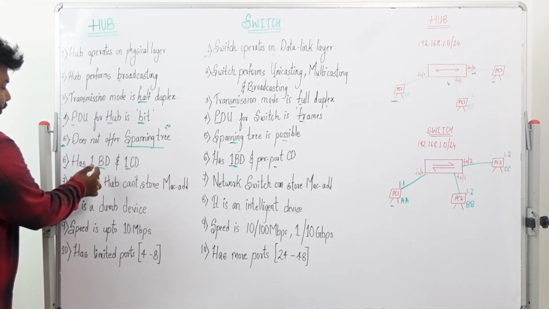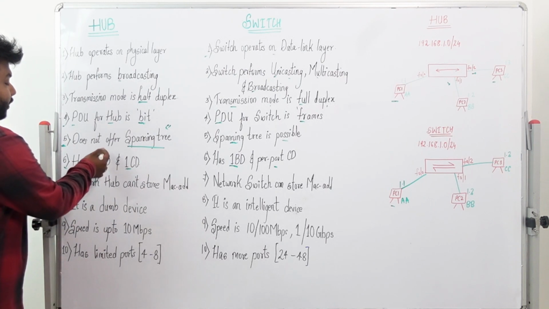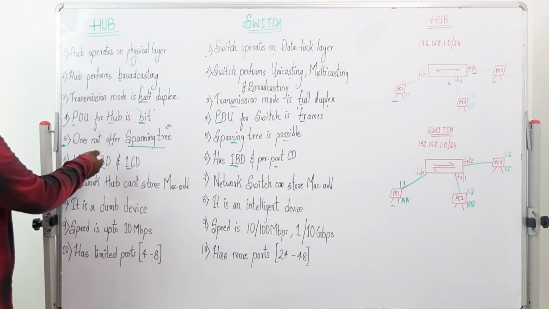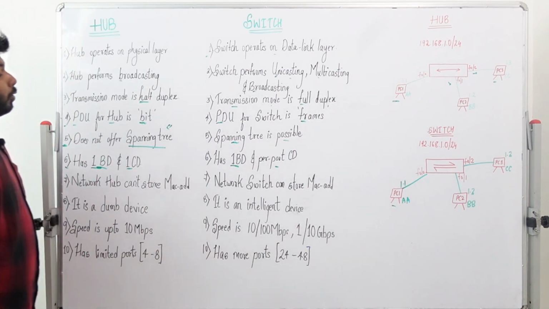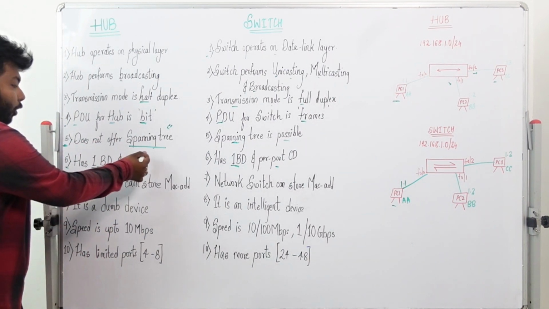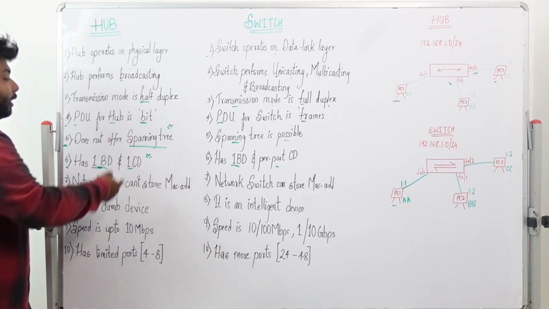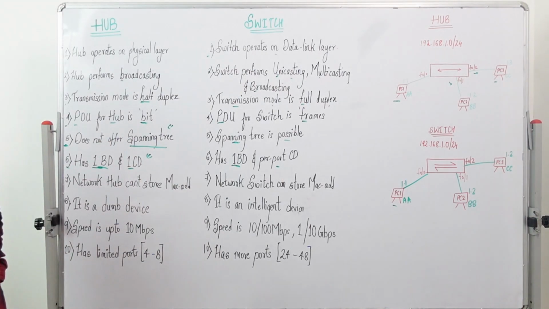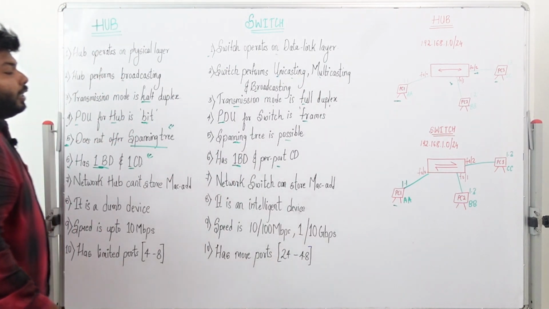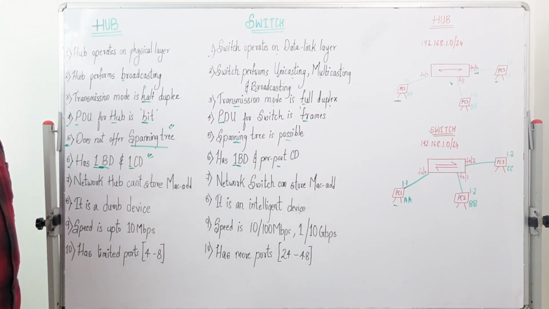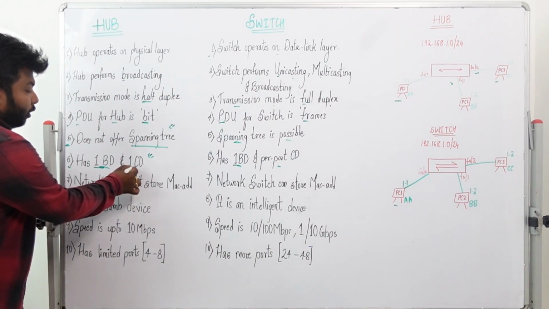So what is the difference between the broadcast domains of the hub and the switch? Even the hub is a single broadcast domain, and your switch also has a single broadcast domain. However, the hub doesn't have the flexibility of configuring VLANs, whereas on a switch we can split the single broadcast domain into multiple broadcast domains, right?